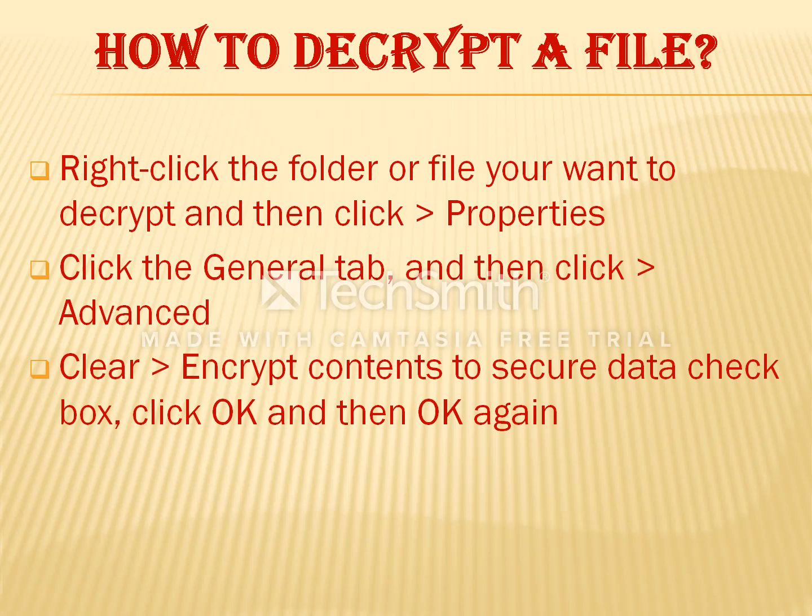Now we are done with how to encrypt a file. Now we will see how to decrypt a file. For decrypting a file, right click the folder or file you want to decrypt and then click Properties. Now click the General tab and then click Advanced. Now clear the Encrypt Contents to Secure Data checkbox. Now click OK and then OK again.